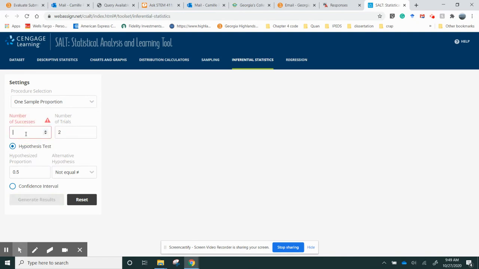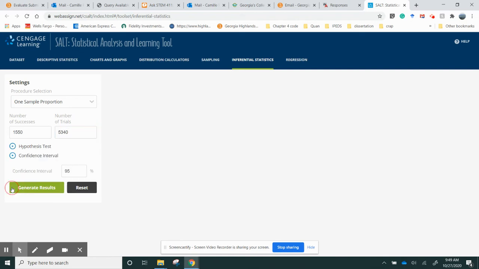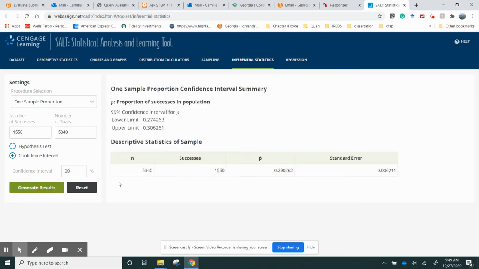And the number of successes is going to be the 1,550. And the number of trials is going to be the 5,340. Always make sure that your number of successes is less than your number of trials. And then now I'm going to go down here to confidence intervals, and I'm going to put in 99. If I needed 90%, I could put that in and everything. All right, so what does it give me?